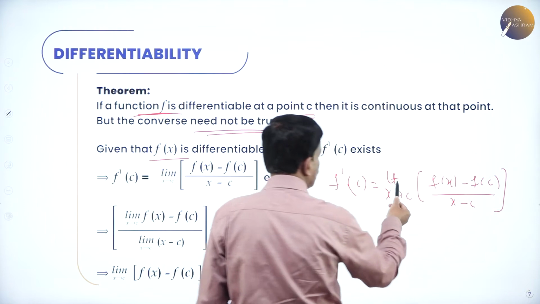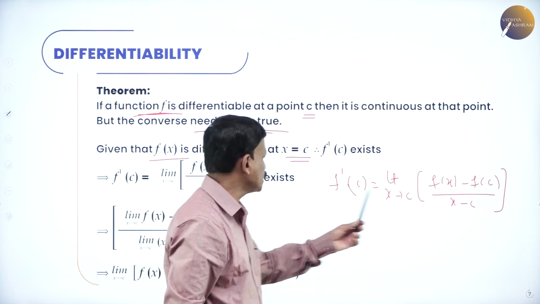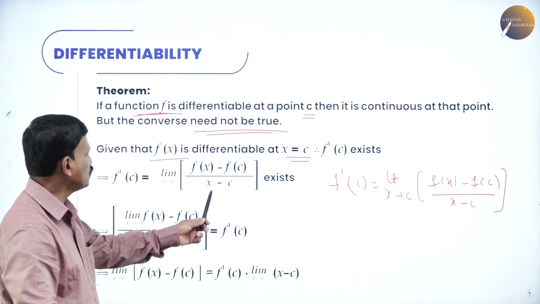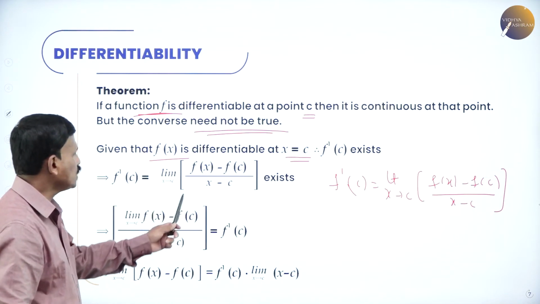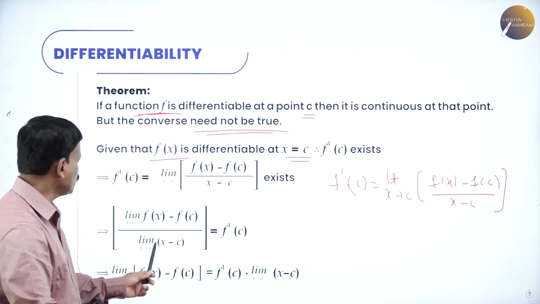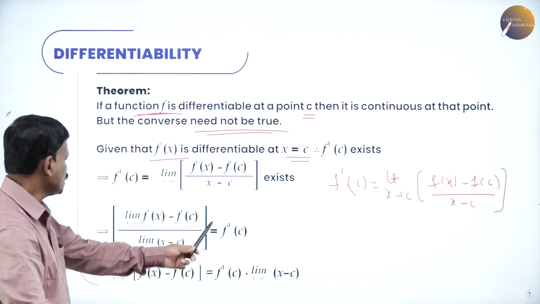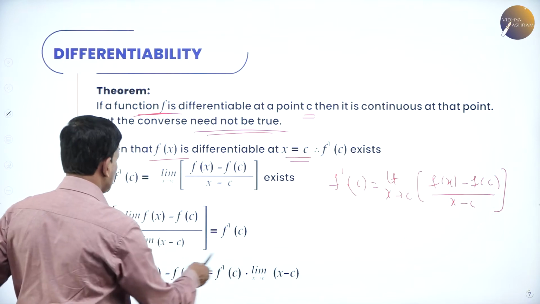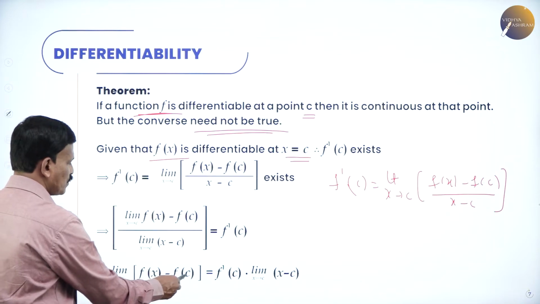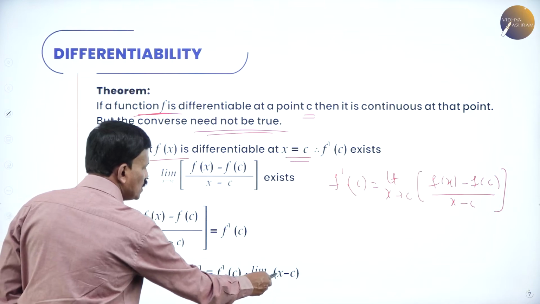What is f dash of c? F dash of c is nothing but limit x tends to c of f of x minus f of c divided by x minus c, and this exists. Now, apply the limit for both numerator and denominator: limit x tends to c of f of x minus f of c divided by limit x tends to c of x minus c. Cross multiply. So, that is f dash of c into this denominator. That means the numerator limit x tends to c of f of x minus f of c is equal to f dash of c into limit x tends to c of x minus c.